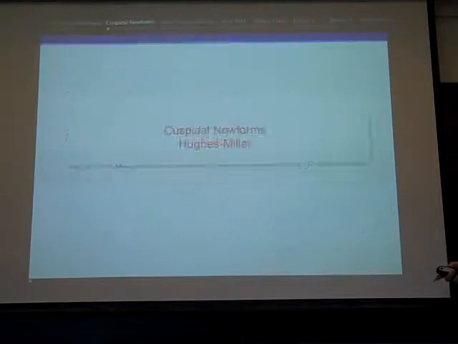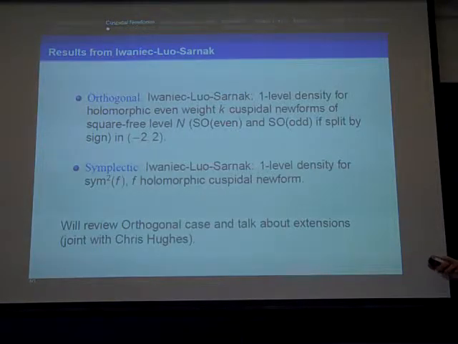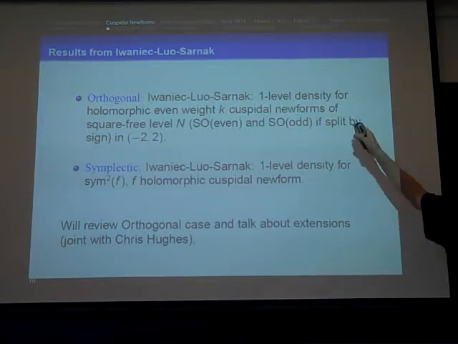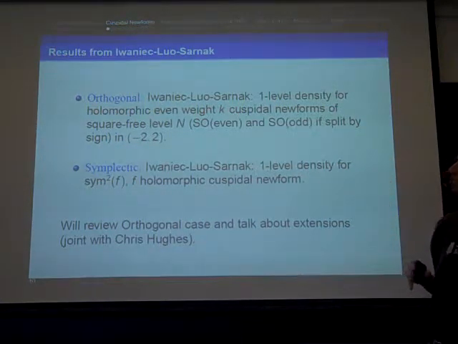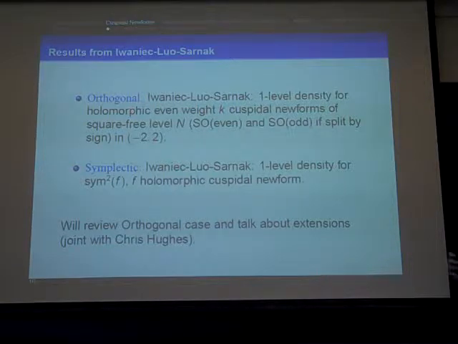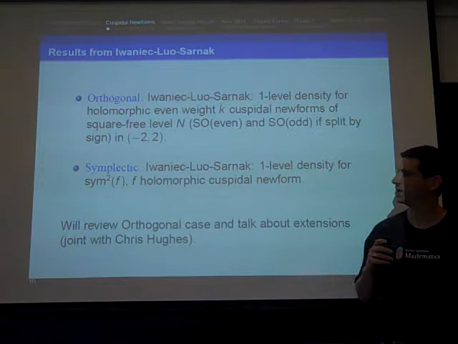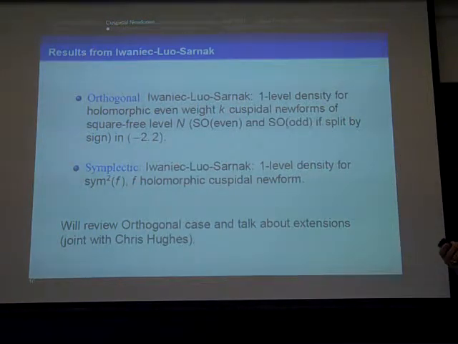Okay. Oops, went a little before. Okay, so now let's go into cusp newforms with a little bit more detail. This is work I did with Chris Hughes at the American Institute of Mathematics back in, I think, 2003. So we've got a bunch of families where we understand what the low-lying zeros are like. If you've been reading about Iwaniec-Luo-Sarnak, they concentrate on the one-level density for holomorphic, even weight k cuspidal newforms of square-free level N, and they see orthogonal symmetry. They also look at the symmetric power, and they see symplectic symmetry.